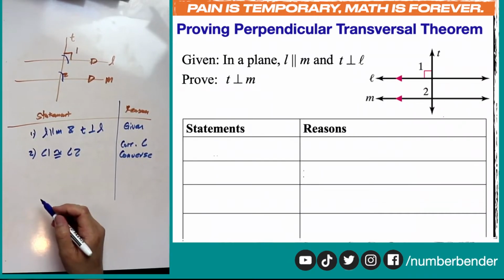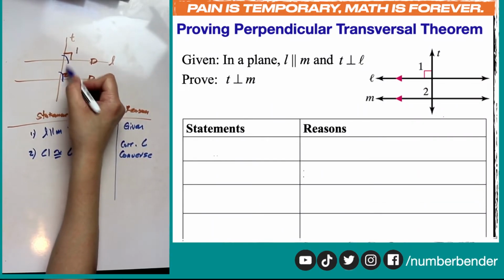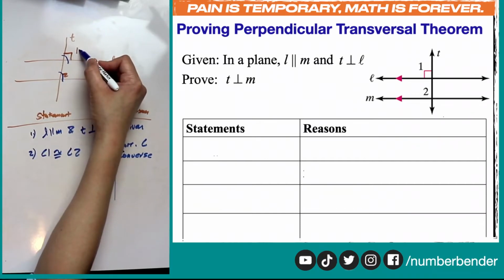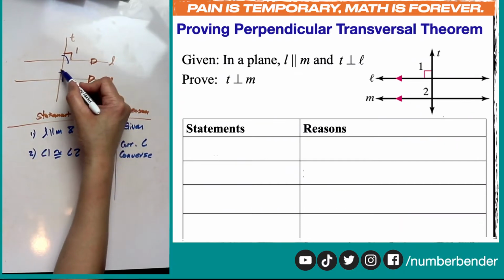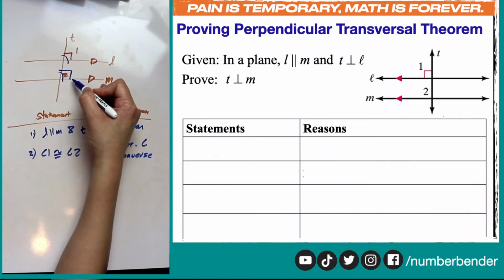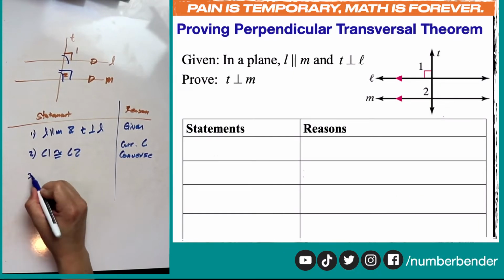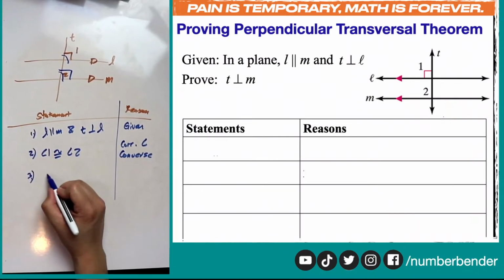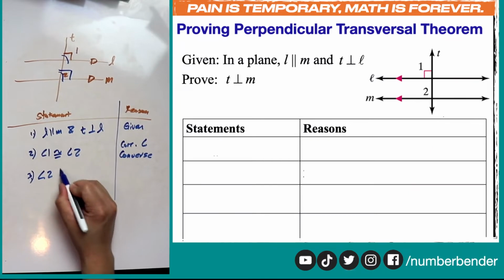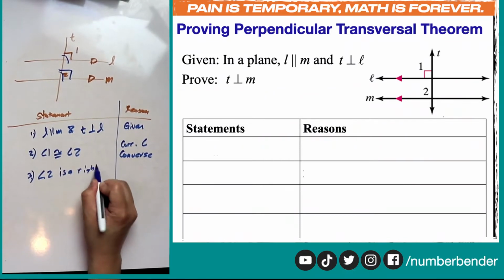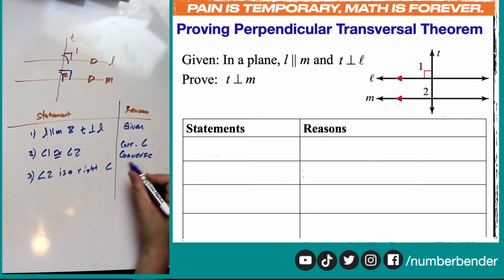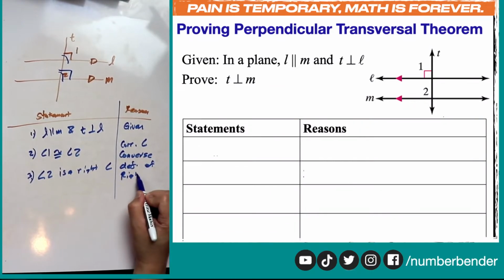And for our third statement, since we know that they are congruent and 1 is a right angle, therefore 2 should also be a right angle because they have the same measurement, because they are congruent. So we can use that as a statement, and that's our third statement, wherein angle 2 is a right angle. And we know that because of the definition of right angles.